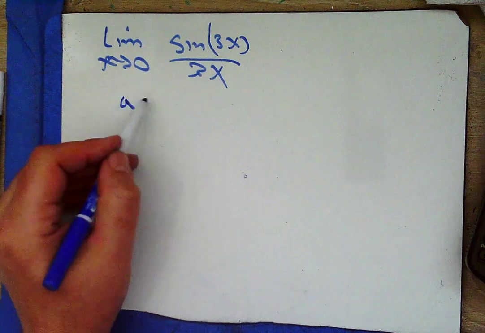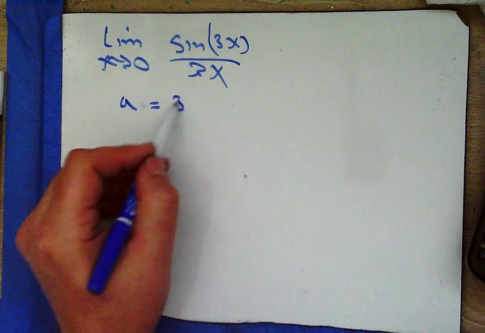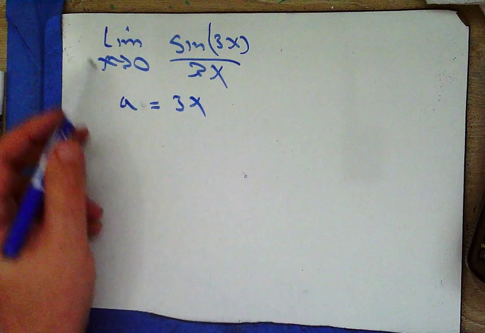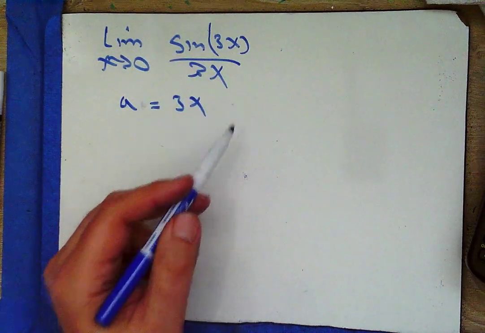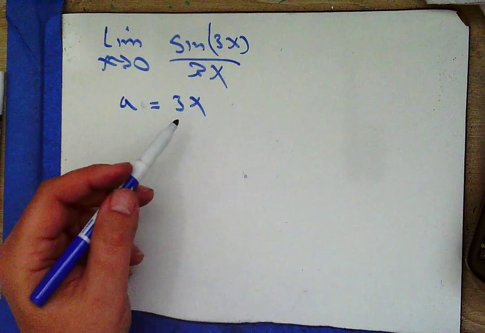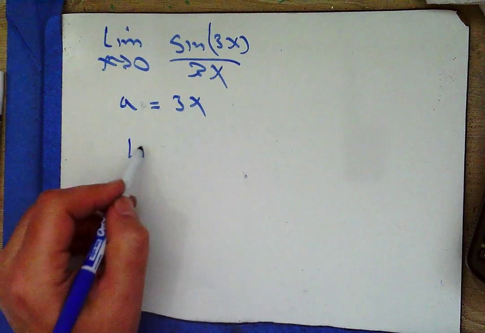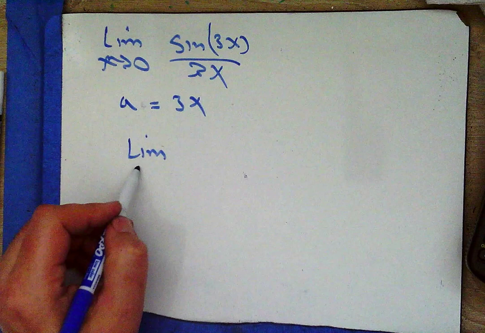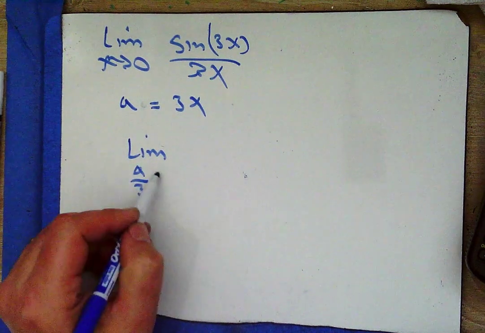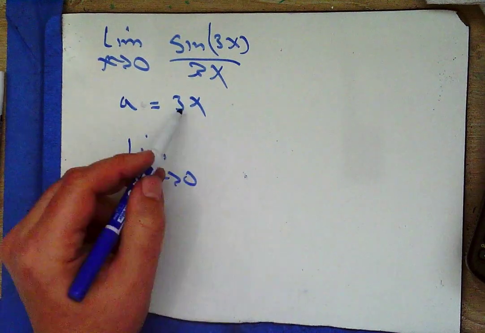Let's make a equal to 3x. Now let's rewrite this limit with a's instead of x's. Okay, so the limit as a over 3 heads to 0, because we're not using x.